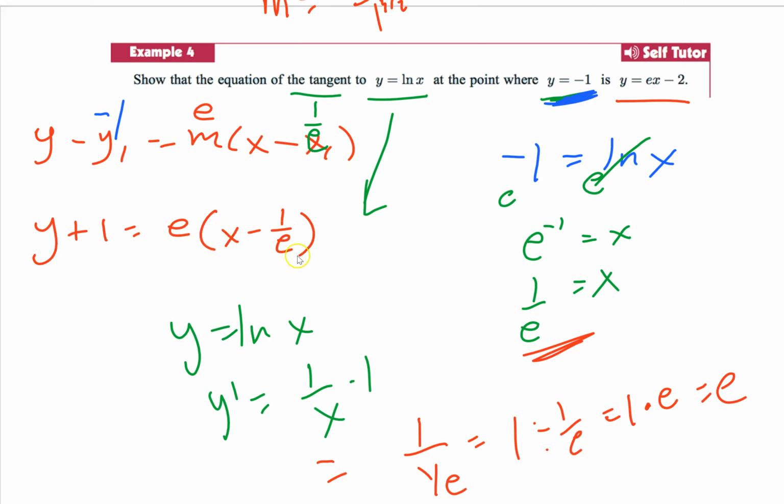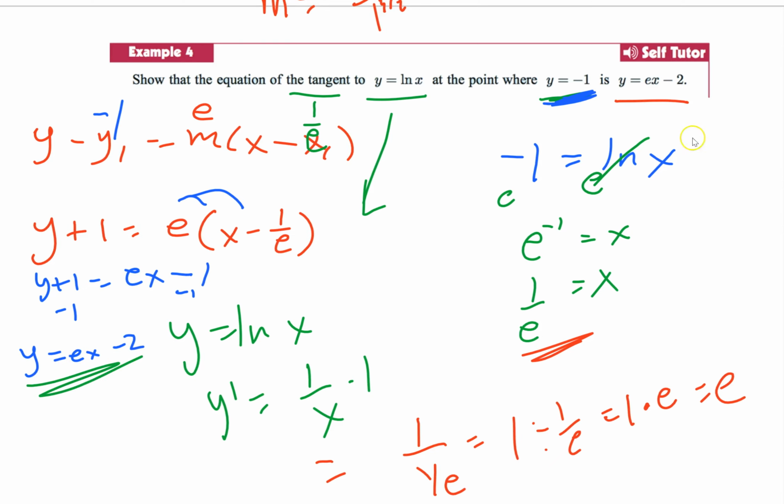Now again, the whole point of this was that I had to get it to look like that. That's what a "show that" does, right? I've got to make it look like this. It does not look like this right now. I've got to get y by itself. So let's just do some algebra. Distribute: y plus 1 equals ex. Now, e times 1 over e just cancels out. Subtract 1 from both sides. And y equals ex minus 2. And like magic, or mathemagic, they match.